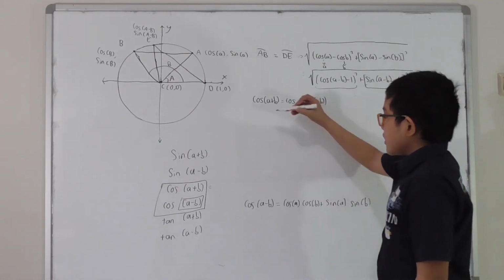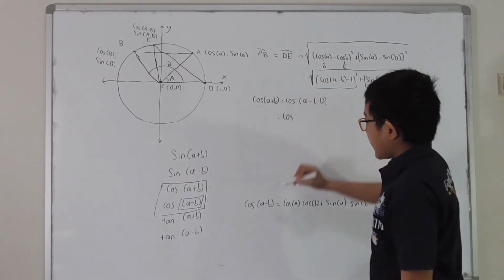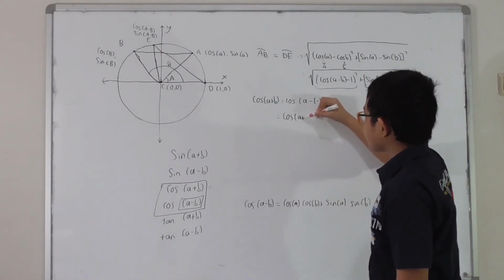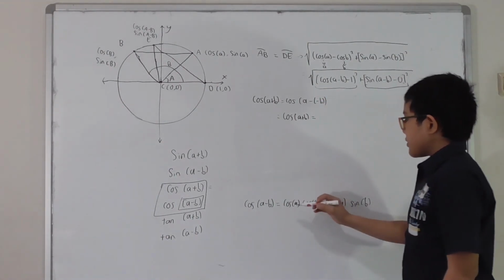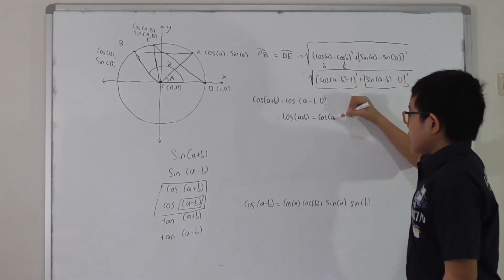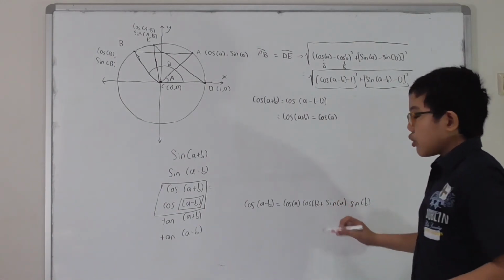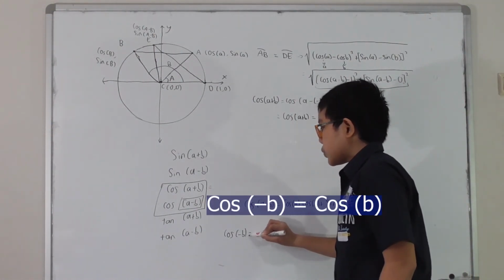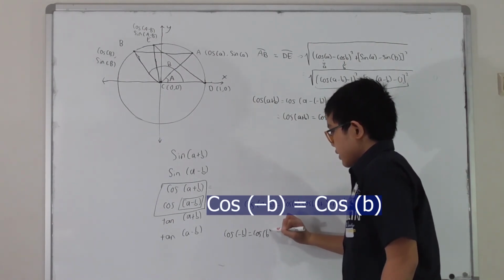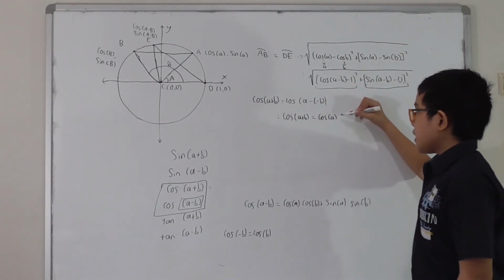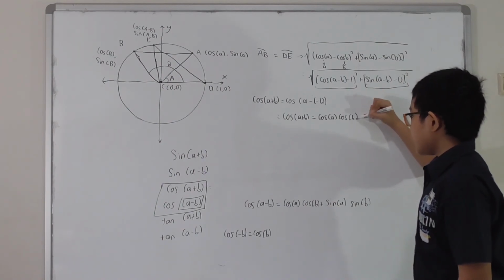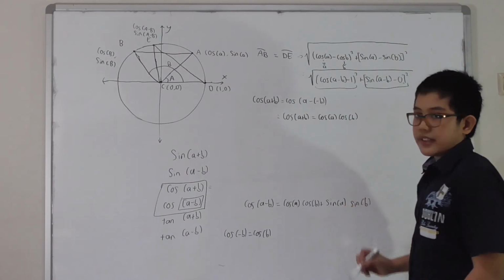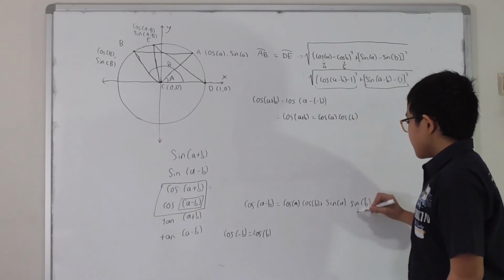So then, it's going to be cosine of A minus B, so it's going to be A minus negative B. So it's going to be A plus B. That is going to be equal to cosine of A times cosine of negative B. And also, we know that cosine of negative B is equal to cosine of B. And then, it's going to be cosine of A times cosine of B. And then, sine of A times sine of B. Sine of A is basically sine of A because it's not changed, but sine of B.